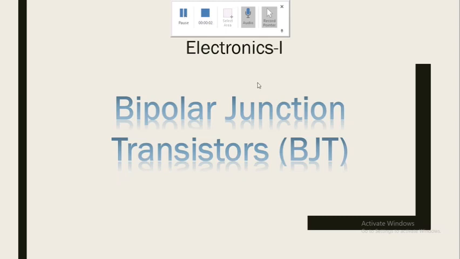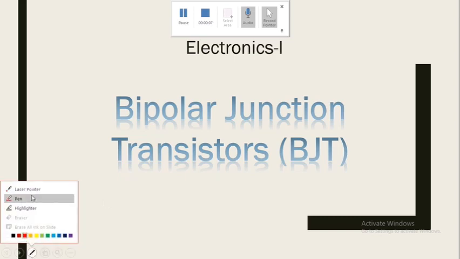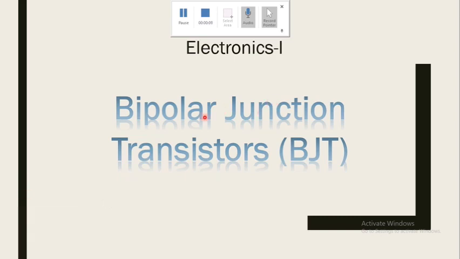The topic of this lecture is the bipolar junction transistor. In short, we call this BJTs.